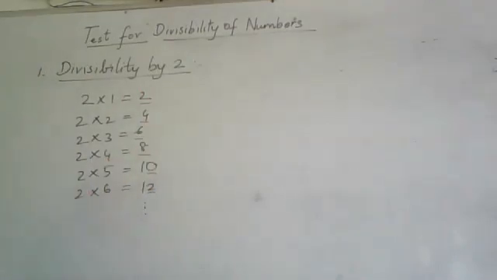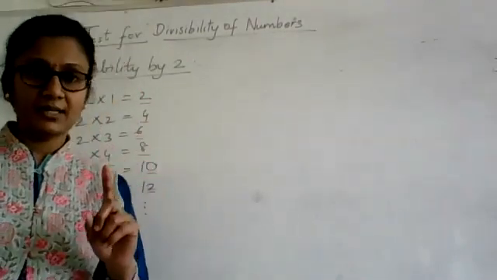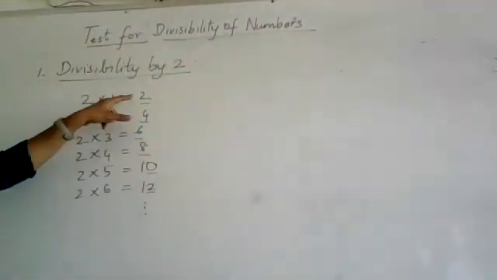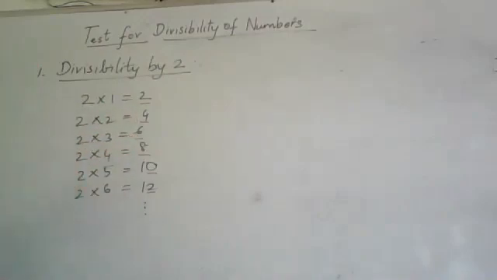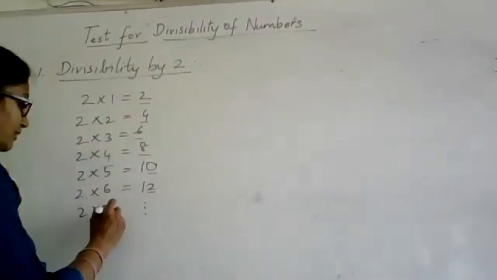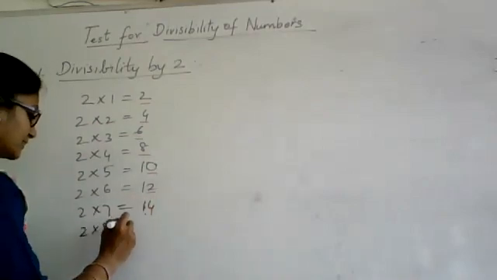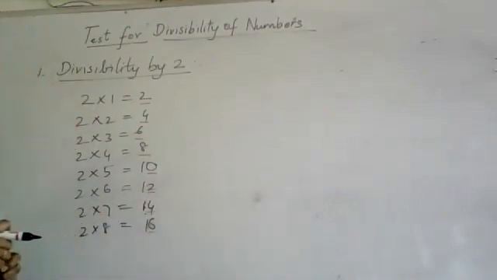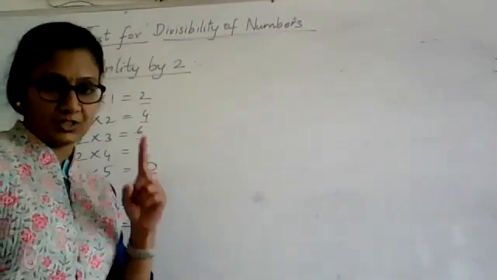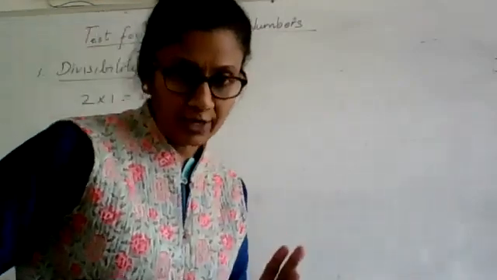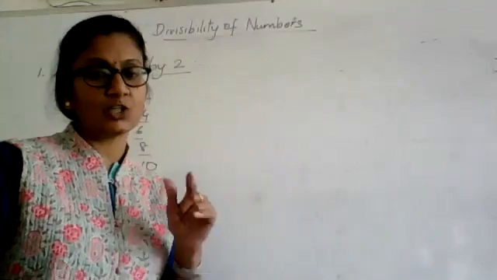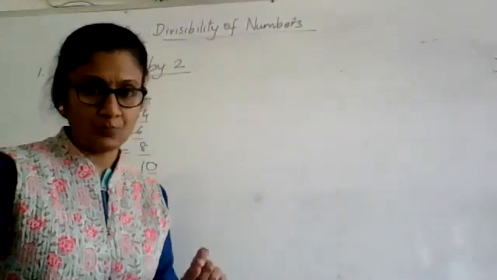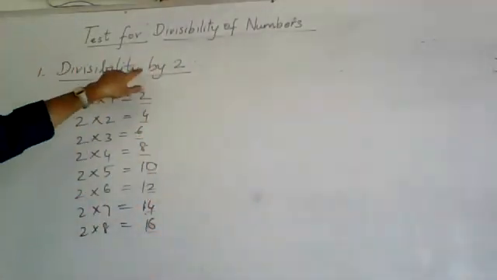So if the units place or the ones place of a number happens to be one of these digits, that is, it can be 0, 2, 4, 6 or 8. If you continue, you will see 2 sevens are 14, then 2 eights are 16. Can you see? Again the 2, 4, 6, 8 or 0 is getting repeated. So when you have 0, 2, 4, 6 or 8 in the units place of a number, then that number will be divisible by 2. This is the test for divisibility by 2.